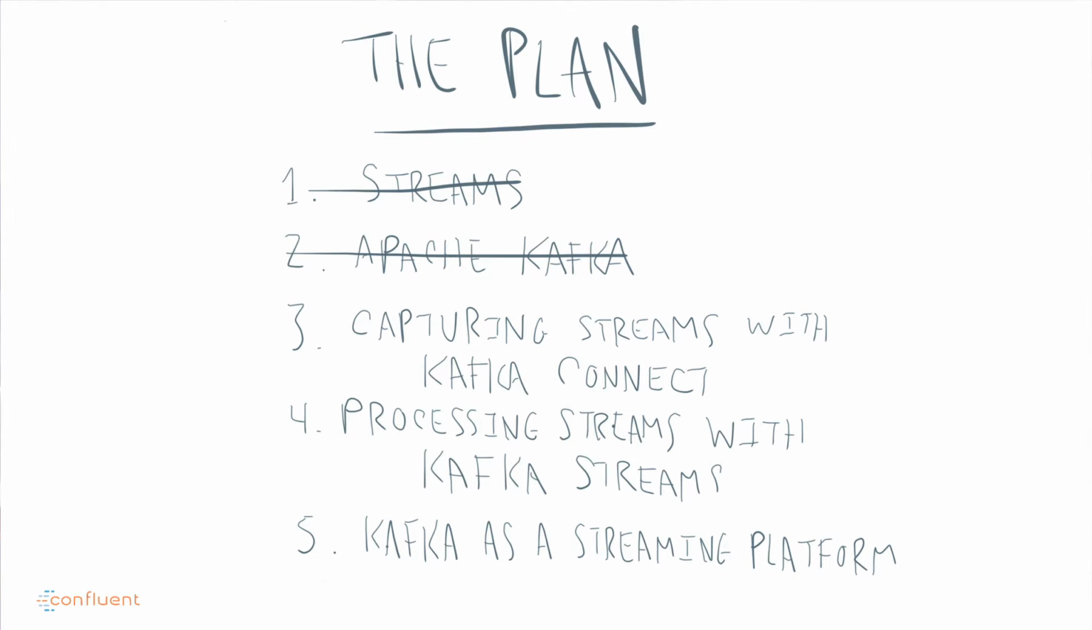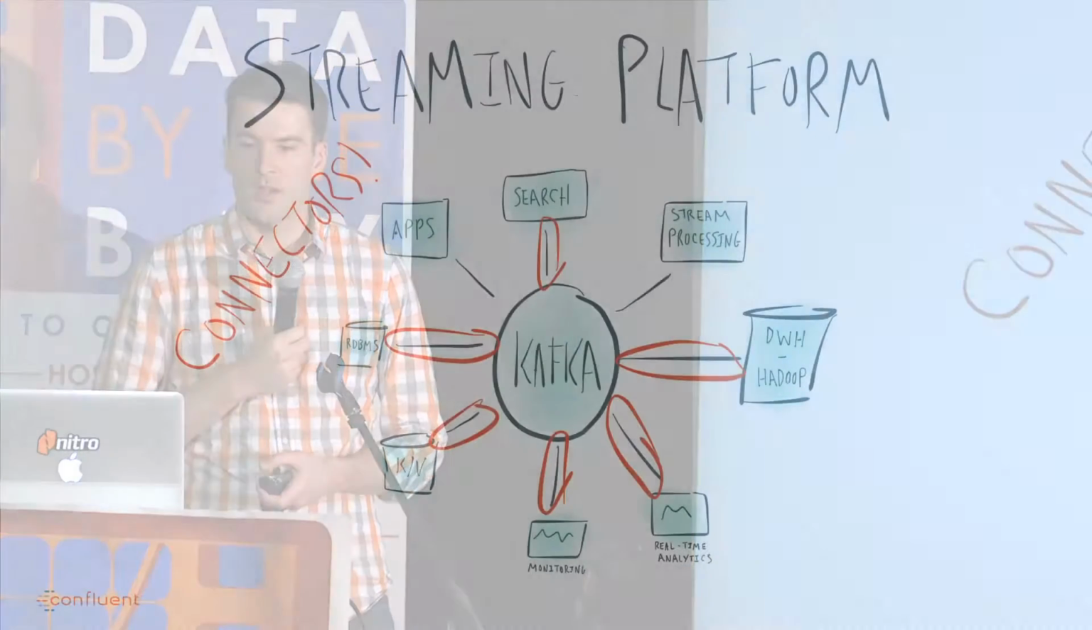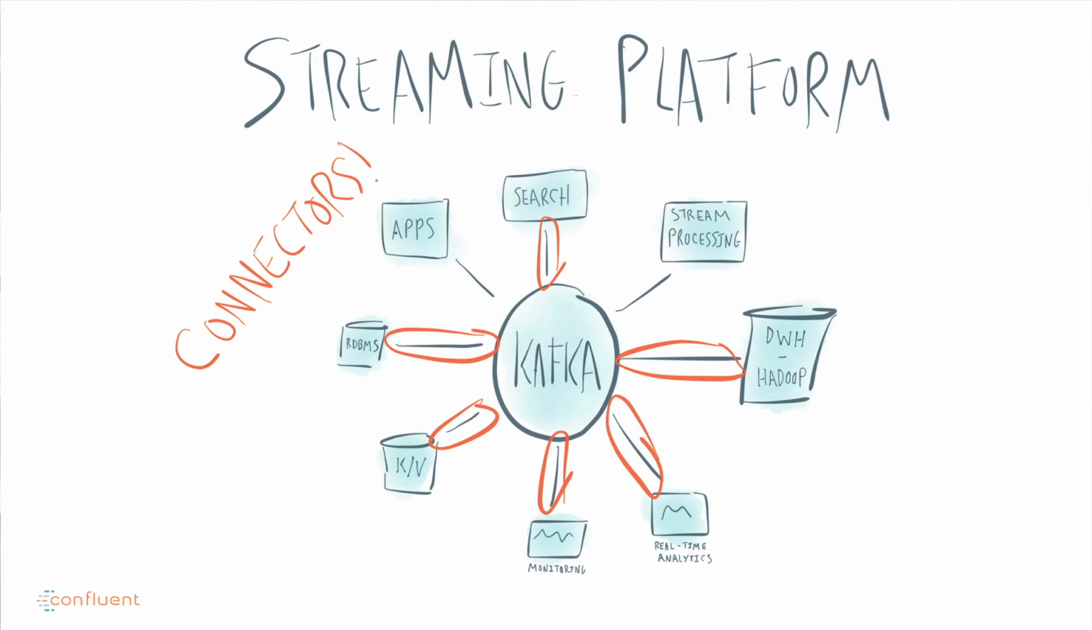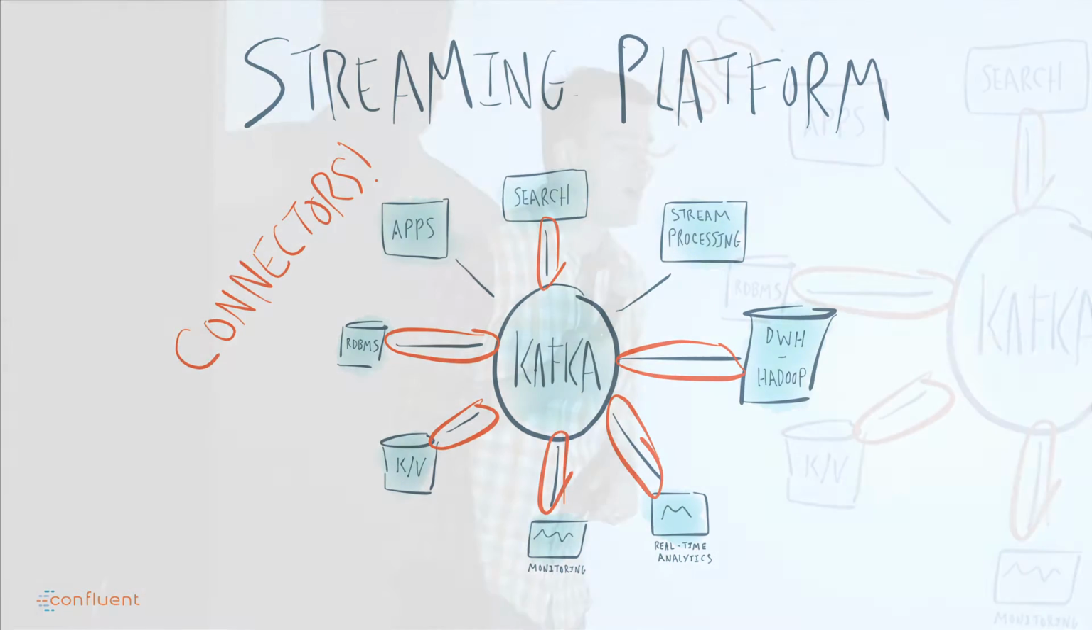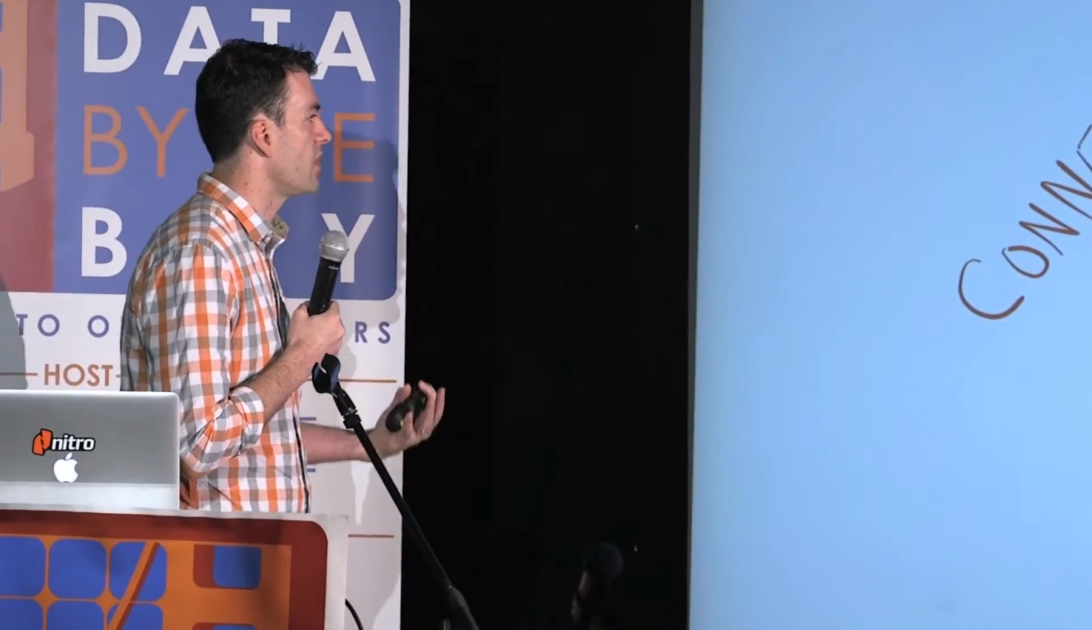Now I'll dive into two related pieces of technology that are part of the Apache Kafka project. One is Kafka Connect, and the next is Kafka Streams. Kafka Connect is all about these arrows. I drew these nice lines, which makes it look like it's very easy to get data in and out of Kafka. But Kafka Connect is actually our attempt to make that really easy to do.